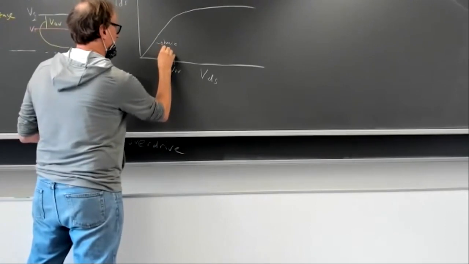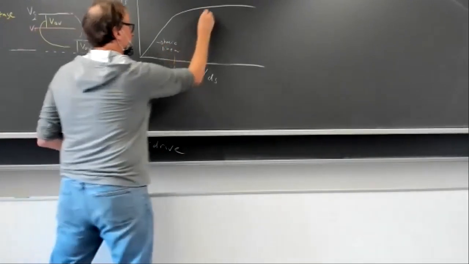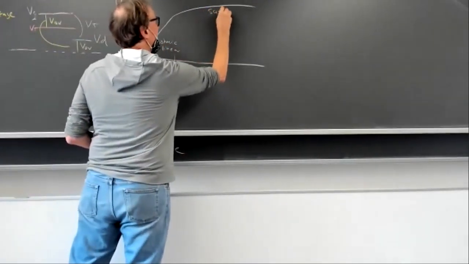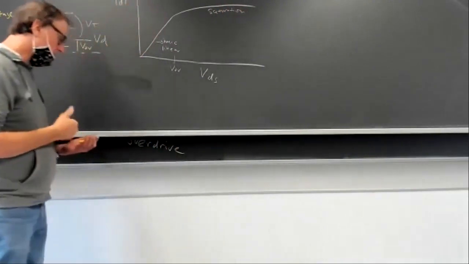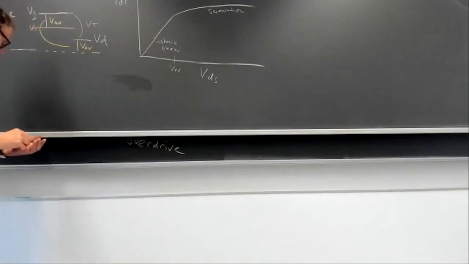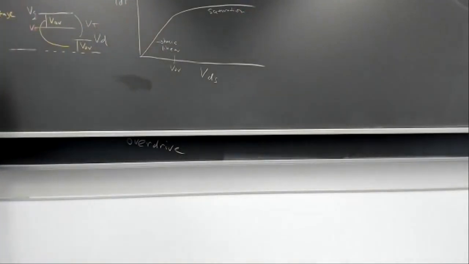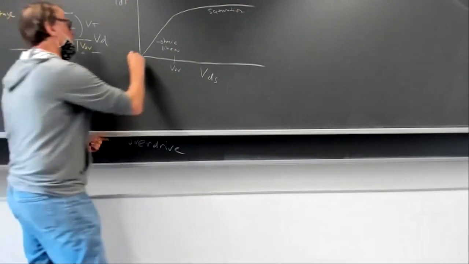Or linear. This is the saturation region. That's for one particular gate voltage. If I increase the gate voltage, what happens? Now we get a different curve, right? We get a steeper curve.